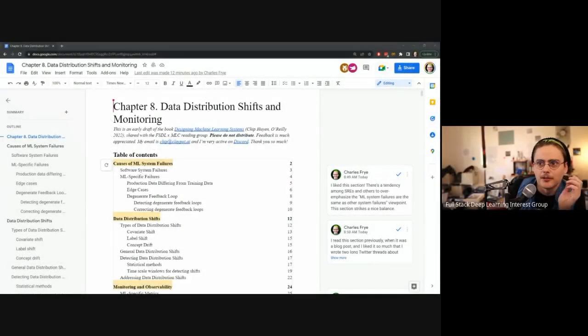We're meeting to discuss Chapter 8 of Chip Huyen's book, Designing Machine Learning Systems. This chapter is on data distribution shifts and monitoring.